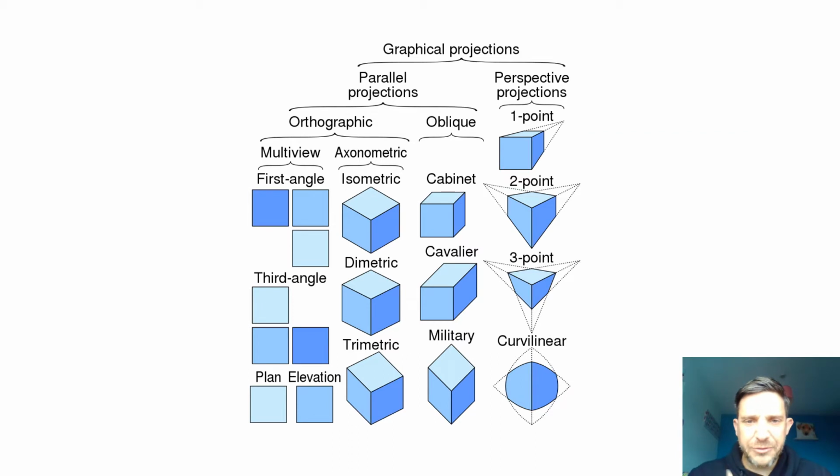The graphic on the screen at the moment will show you lots of different graphical projection techniques: orthographic, oblique, first angle, third angle, cavalier, cabinet, curvilinear. Have you heard of any of these before? I'd not heard of all of them, but we're going to look at some of these as we go through the rest of these slides.